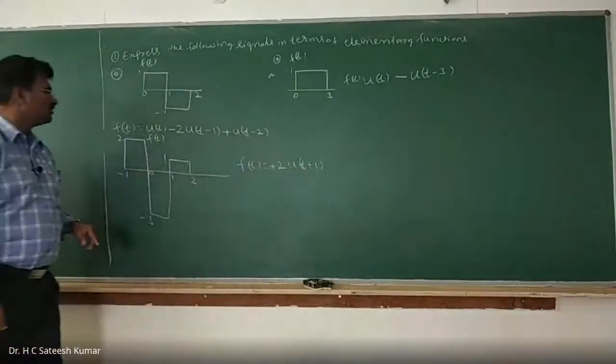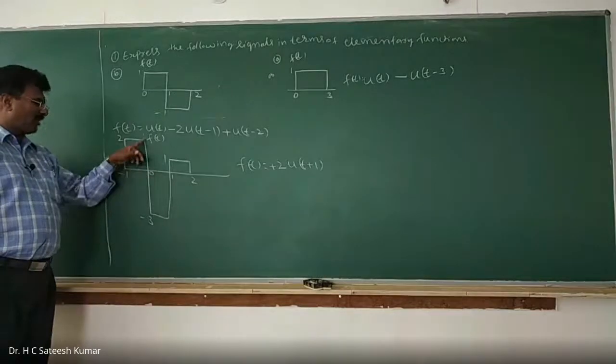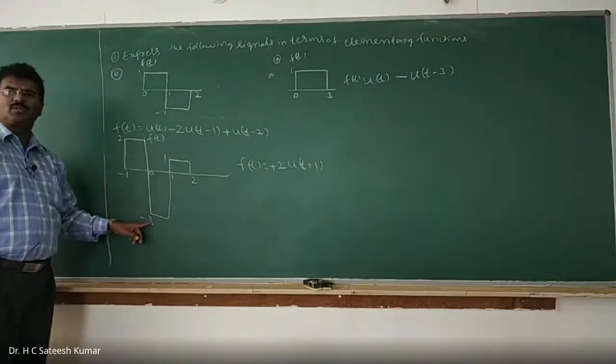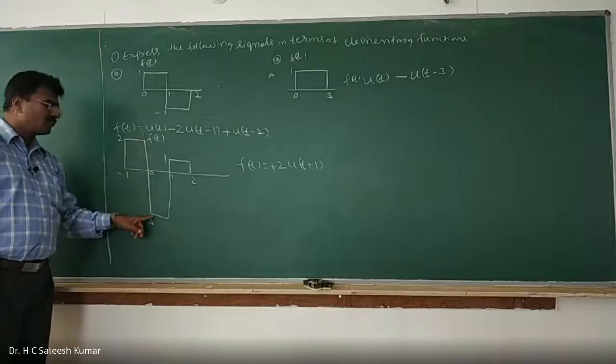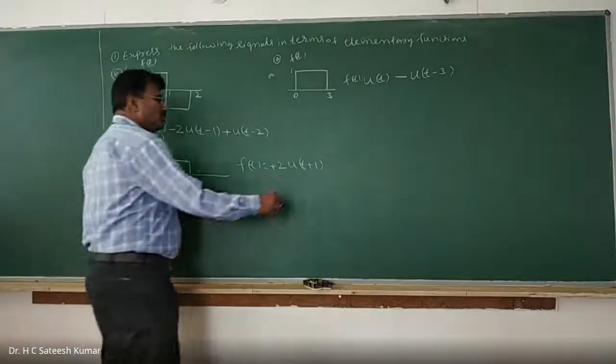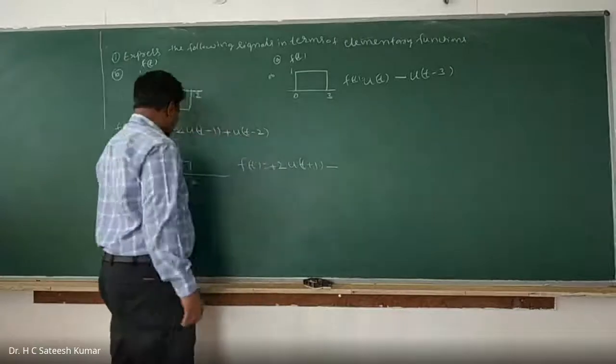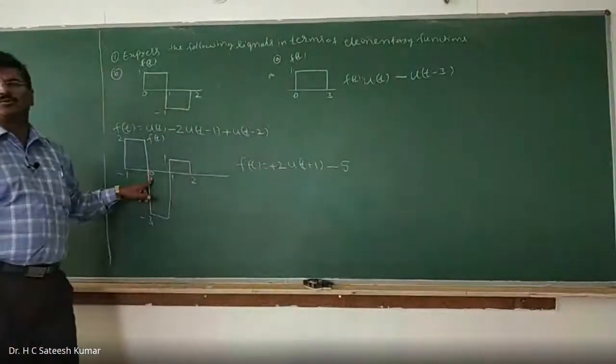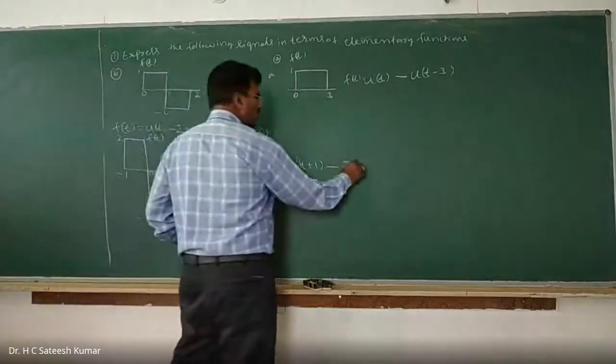Now, at 0, fall by how many units? Here fall by 2, fall by 3. Net fall is 5 units. So from here to here, you will have to fall. So therefore, what should I do? Fall means minus. Total 5 units, minus 5. Starting from where? 0. So therefore, we can write it as minus 5 u of t.